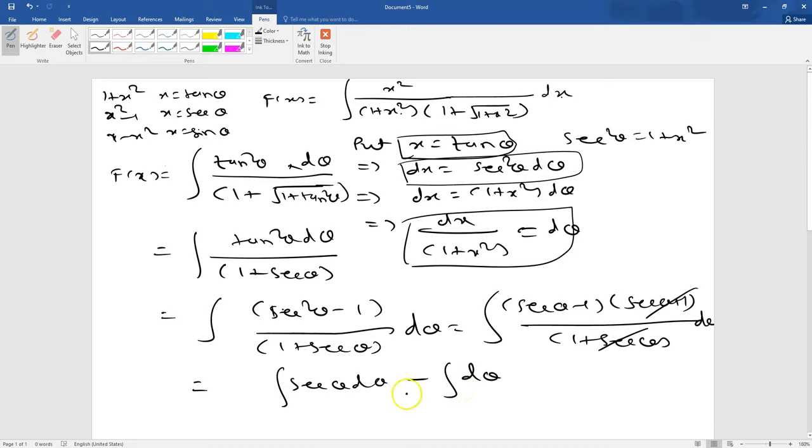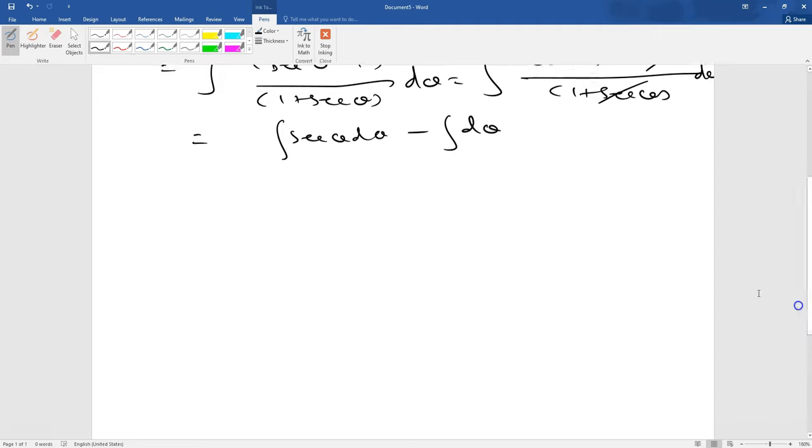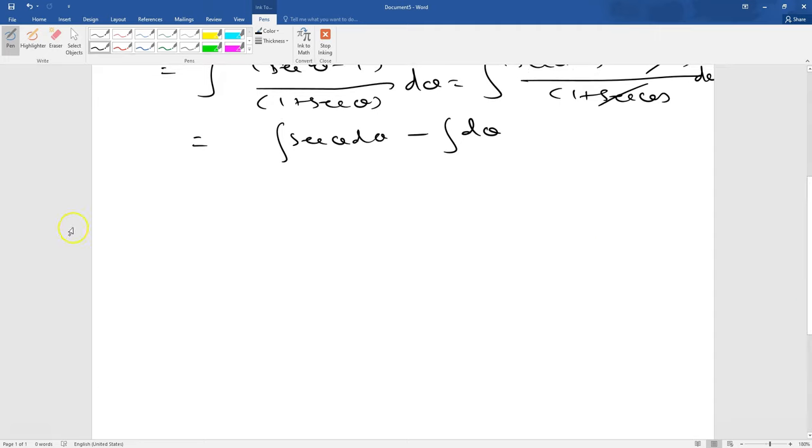Right. Now what is the integration of sec theta? The formula you need to know. Integration of this is going to be what? Log of sec theta plus tan theta. Not minus, plus tan theta. And then the integration of this will be minus theta, and plus c is the integration constant. This is going to be your f of x. Okay. Now, re-put the values, right?